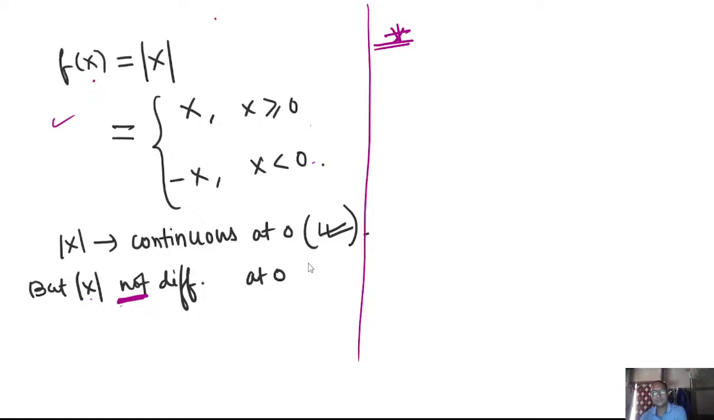Now in competition exams, the left hand derivative and right hand derivative can take a lot of time if you use the definition, so there is a shortcut. The right hand derivative at 0, if you want to find it, how to find it.